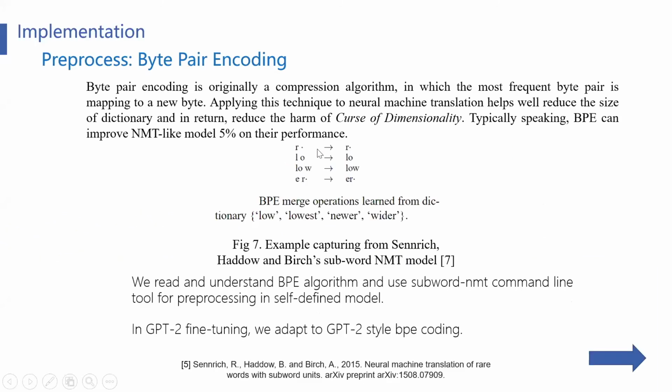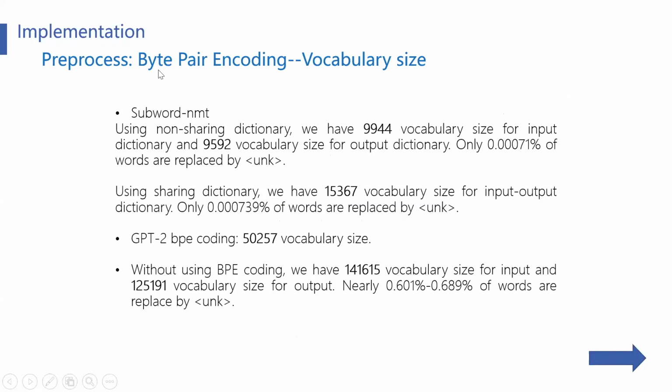In our implementation, we also use some other techniques to help us reduce the model size and help our model generalize better. The first technique we use is byte pair encoding, a technique from compression algorithms. With it, we can reduce our input vocabulary size from 141,000 to 9,944, and our output vocabulary size from 125,000 to 9,592. Furthermore, if we use vocabulary sharing, which is also an embedding sharing technique, we can reduce our vocabulary size to 15,000.